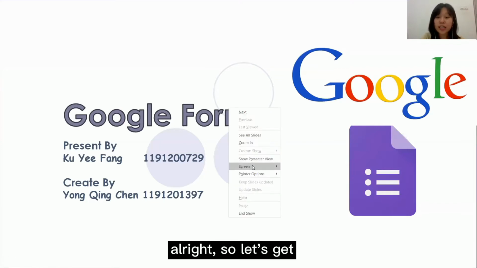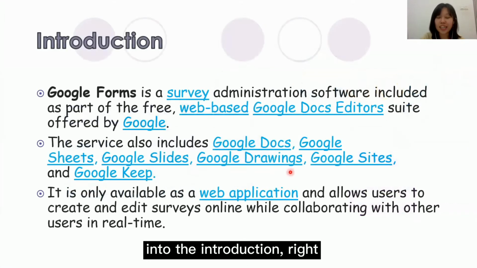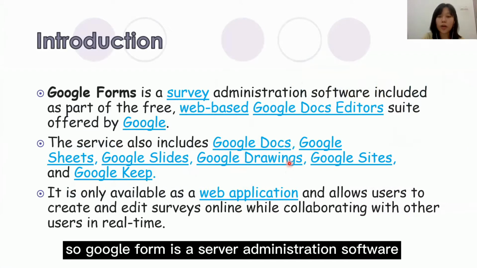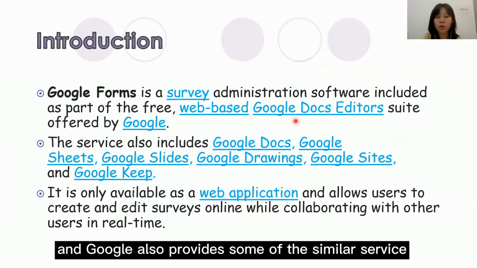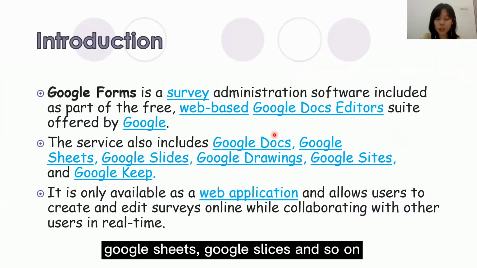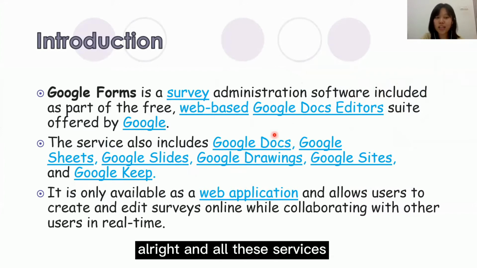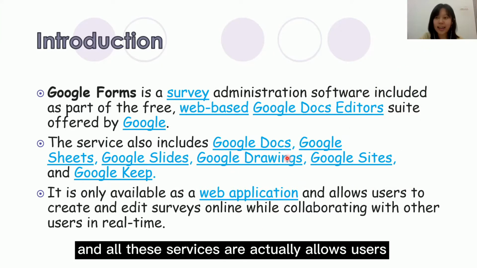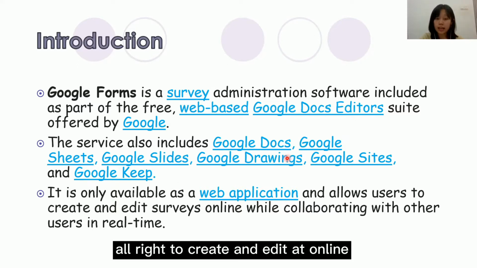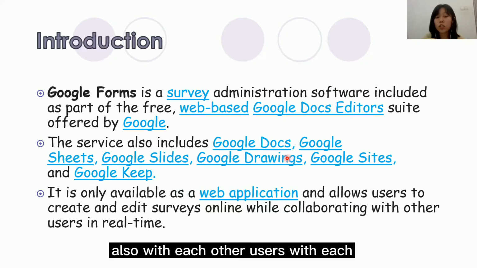Alright, so let's get into the introduction. Google Form is a survey administration software offered by Google, and Google also provides similar services such as Google Docs, Google Sheets, Google Slides, and so on. All these services are only available as web applications, and they allow users to create and edit online, also with other users in real time.